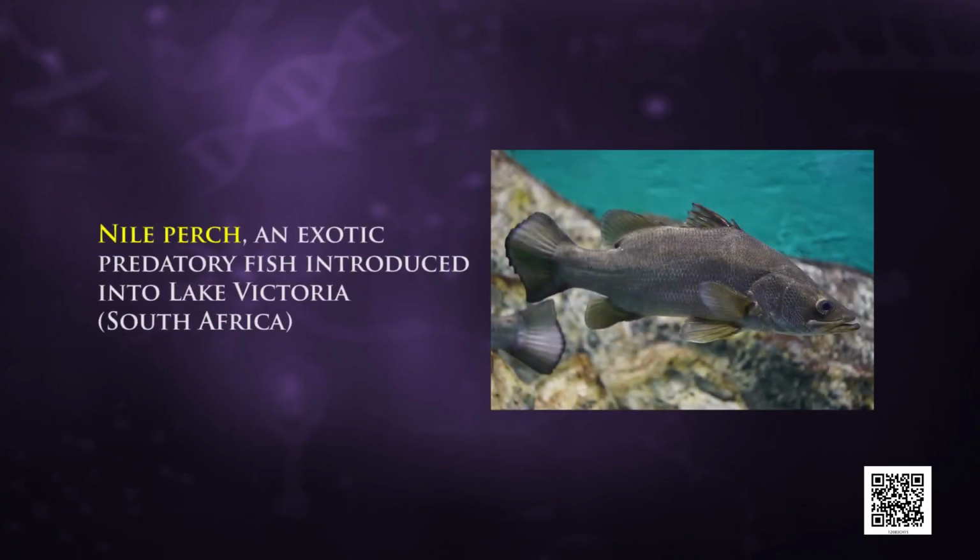For example, Nile perch, an exotic predatory fish introduced into Lake Victoria of East Africa, threatens the entire ecosystem of the lake by eliminating several native species of small cichlid fish that were endemic to this freshwater ecosystem.